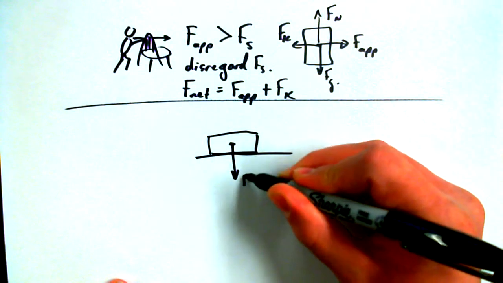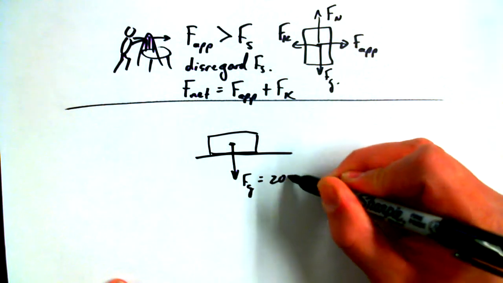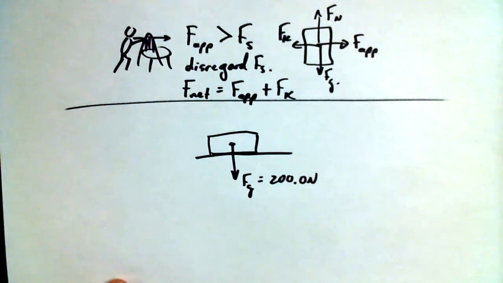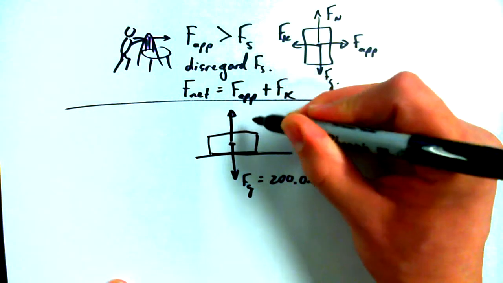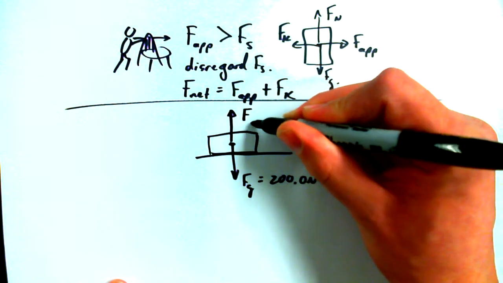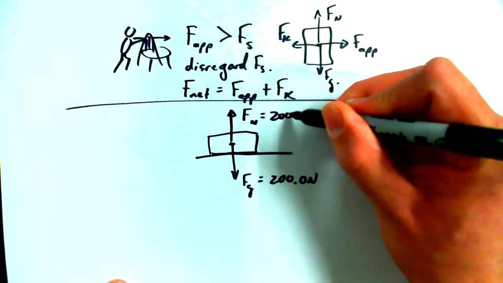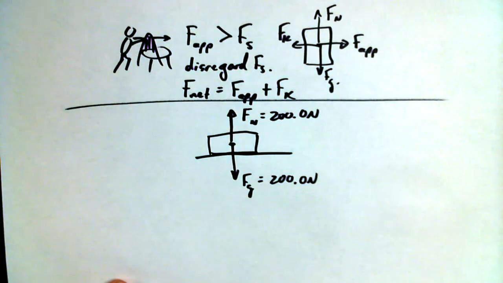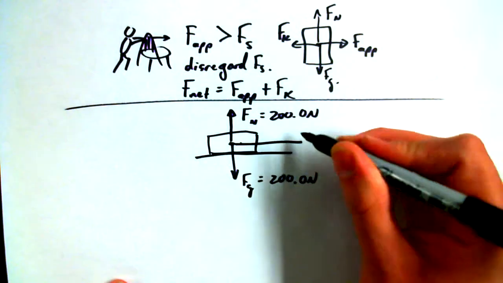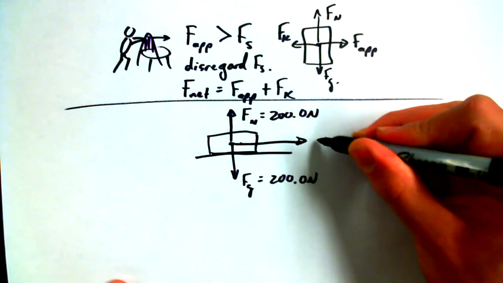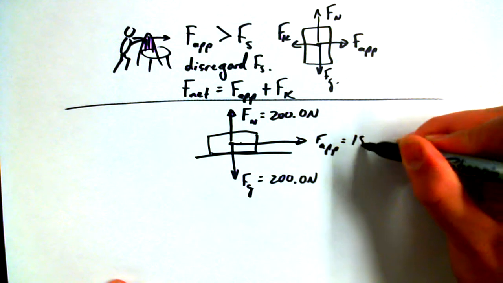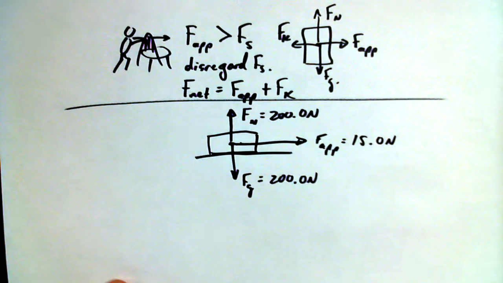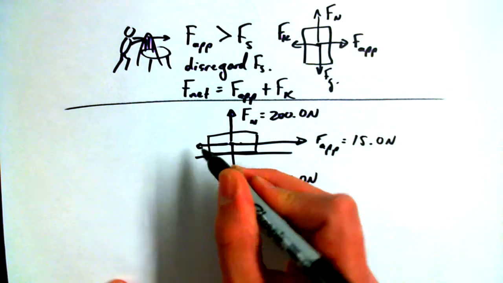And if we have Fg equal to 200 newtons, let's just say that we were given the mass of this thing and we'd already calculated Fg. And this thing is sitting on a surface, just sitting still at this point. F normal would be equal to 200 newtons as well. Now if we apply a force of 15.0 newtons, there could be some force due to friction.